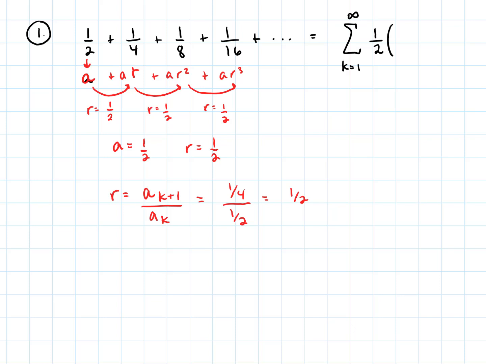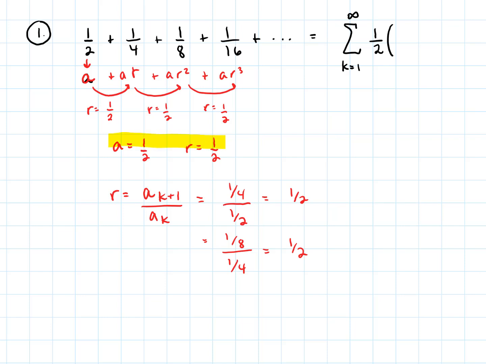I grabbed the first two, but you could have grabbed 1/8. Notice that this would be the same if we had taken 1/8 and divided by 1/4. We would also have gotten 1/2, and on and on. And so as long as that common ratio between two adjacent terms throughout the series is the same, then that becomes our r. So there's a couple of ways that you can identify.